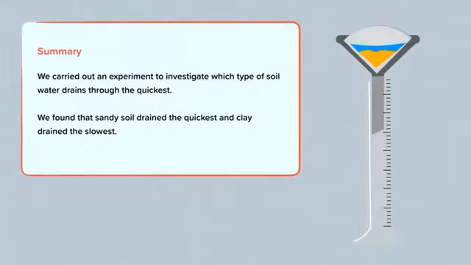Summary. We've carried out an experiment to investigate which type of soil water drains through the quickest, and we found that sandy soil drained the quickest and clay drains the slowest.